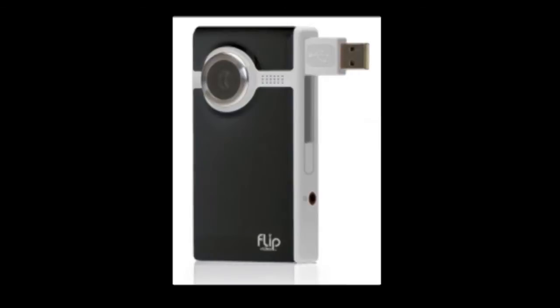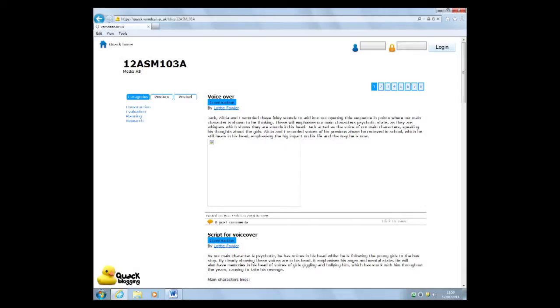We used the Flip Video Ultra camera to record our pictures of when we shared ideas with the class. We then uploaded them onto YouTube and our blog. We used the blog to store all of our work, which helps our group to communicate outside of the lesson.